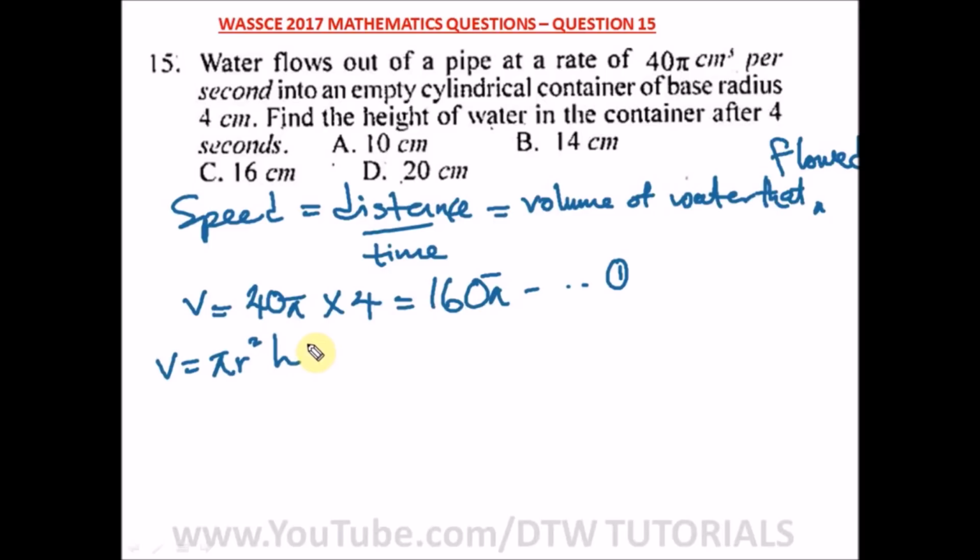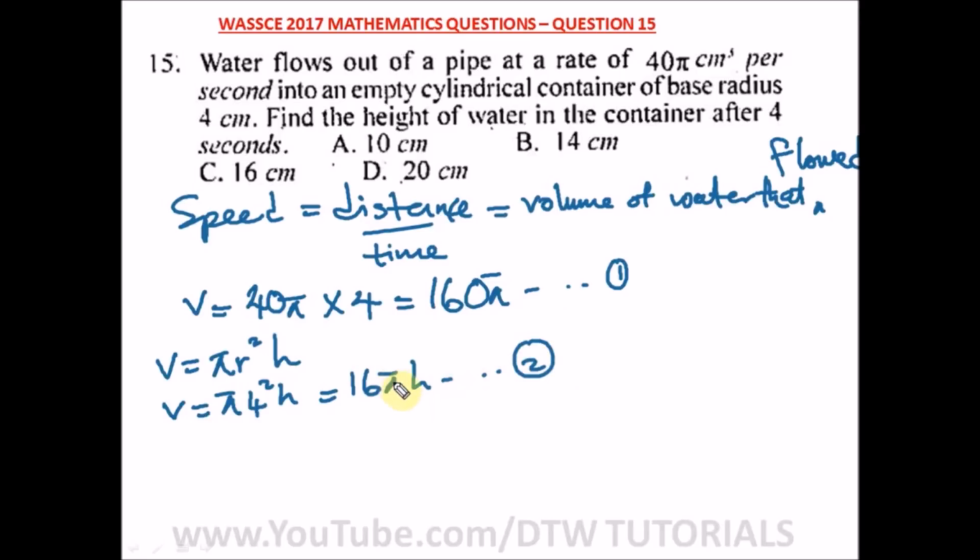We've been told that the base radius of the container is 4 centimeter. So we have V is equal to pi 4 square h, and this will give us 16 pi h. So we're looking for the height of water in the container after the 4 seconds which we've applied, and we've also gotten this volume here. We are asked to find the height of the water in the container after 4 seconds. So this is our equation 2.